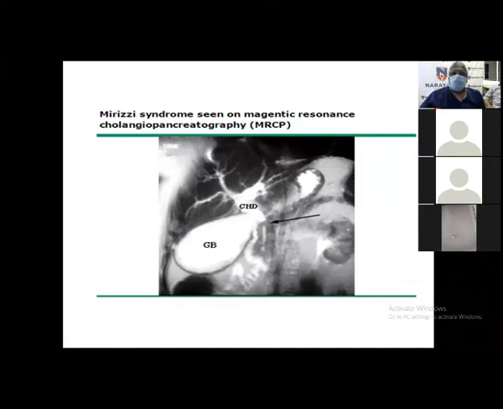This is Mirizzi syndrome on an MRCP: the CBD, CHD, and dilated intrahepatic ducts with this narrowing. That is where the stone is impacted. There is the gallbladder.